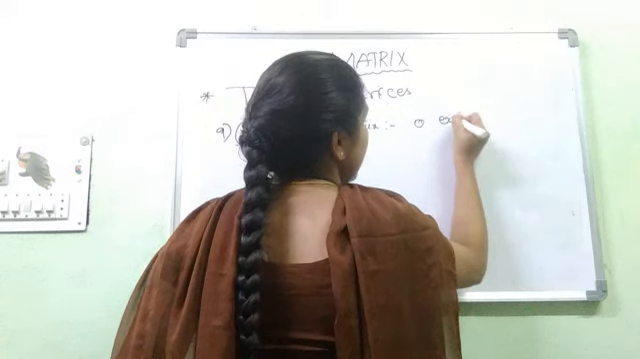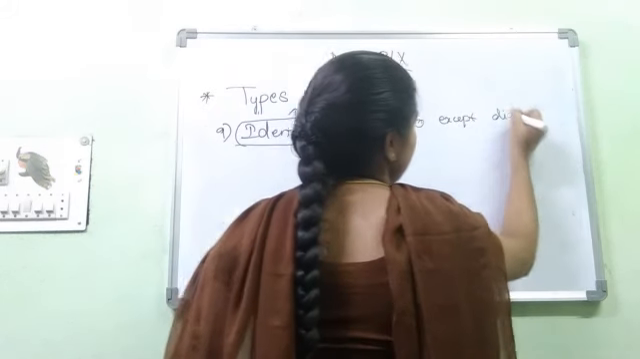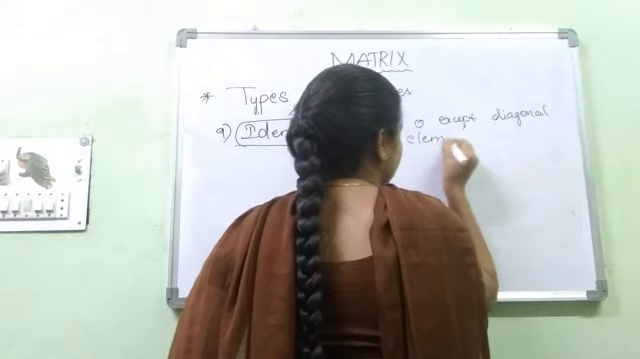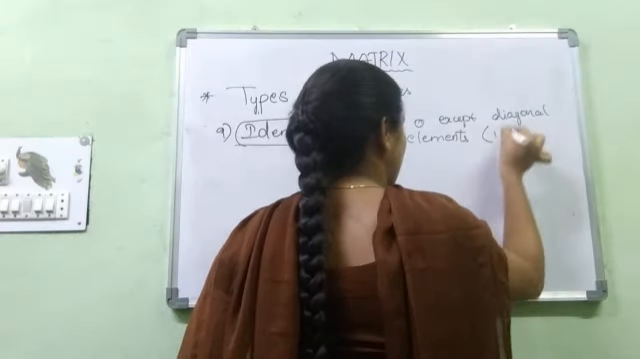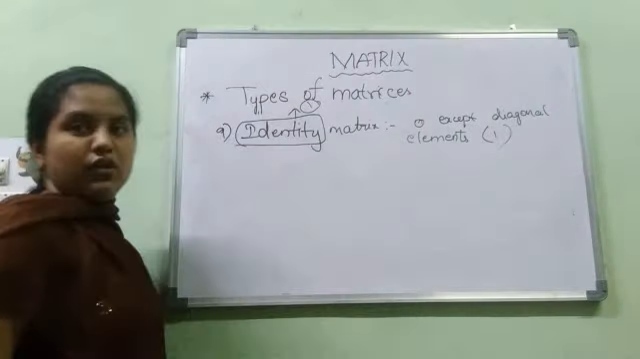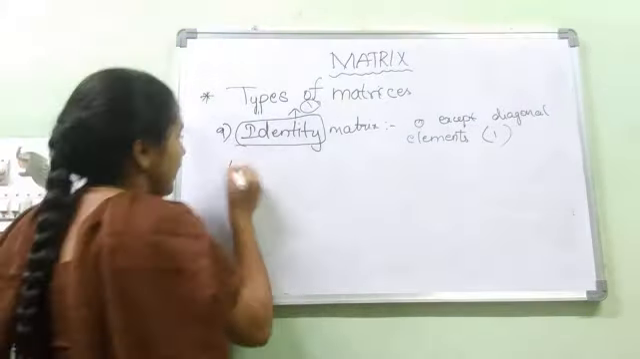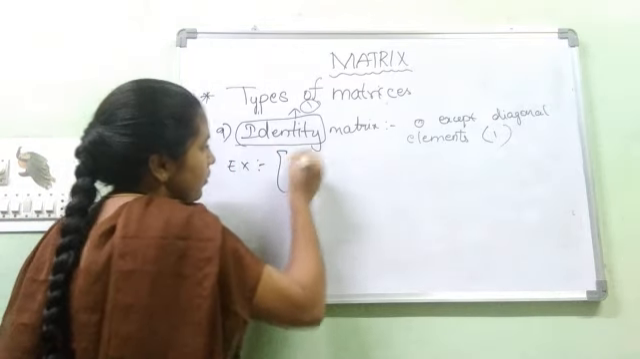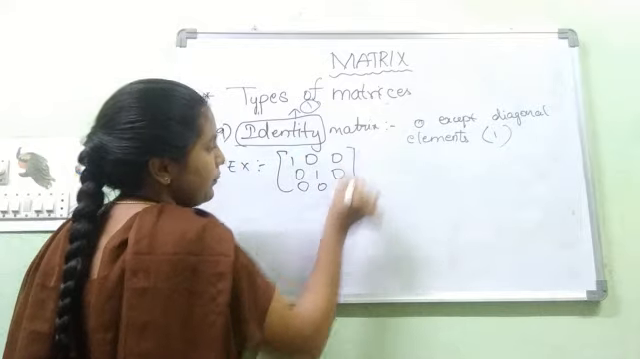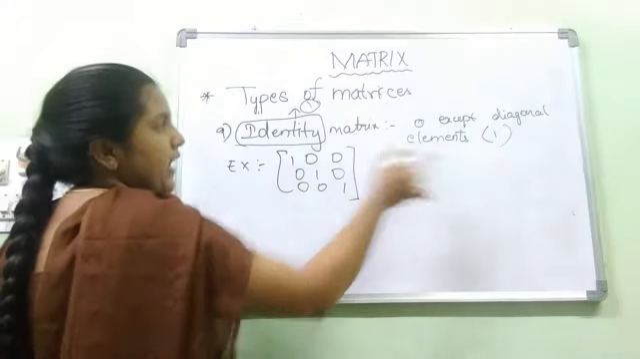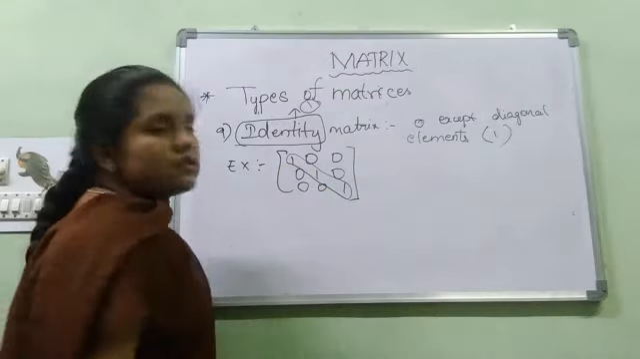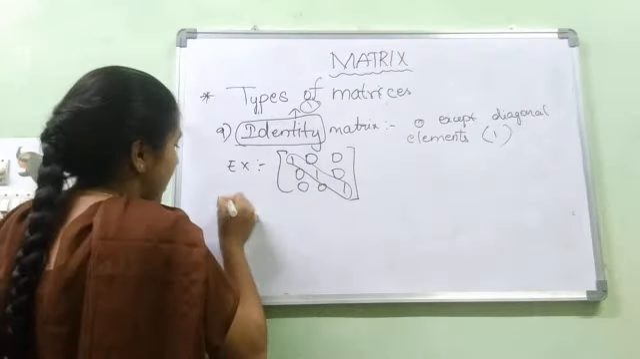Zeros except the diagonal elements where the diagonal elements contain 1. I'm writing in bracket. Okay. Some people will think that the bracket is not needed, no, it is important. Okay. Example: 1 0 0, 0 1 0, 0 0 1. You can observe here, except the diagonal elements 1, it contains zeros, but except the diagonal elements where it contains 1. Okay. This is identity matrix.